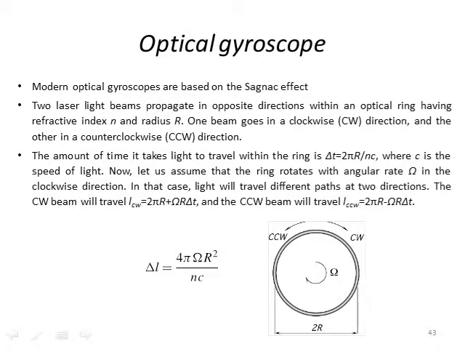Now we have optical gyroscopes, Sagnac effect, and essentially this is just based on an optical path, let's say in an optical ring. This could be an optical waveguide structure. And we have two laser light beams that propagate in opposite directions in the ring. And the ring has an index of refraction in a particular radius. One beam goes in a clockwise direction and the other in a counterclockwise.